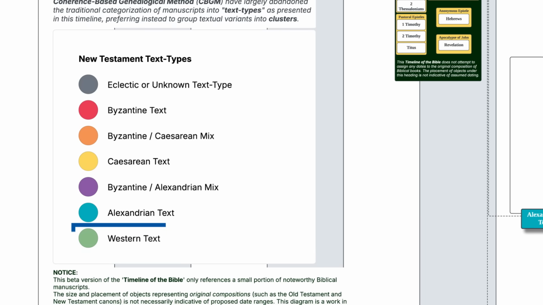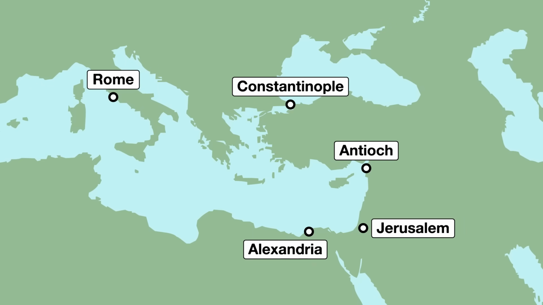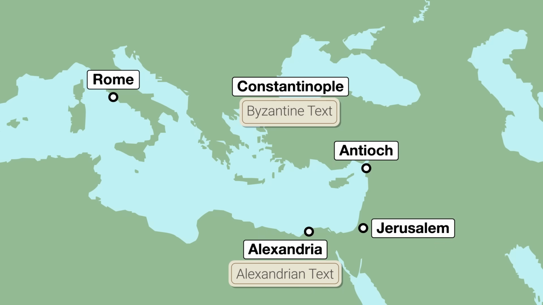Now, if you've watched any of my videos on Christian history, you might remember me mentioning the Pentarchy. These were the 5 cities in the Roman Empire that became major centers of early Christianity. Well, as you can probably guess, the Byzantine text is associated with Constantinople, the Alexandrian text with Alexandria, and the Western text with Rome. Basically, in each one of these locations, different scribes were at work, and therefore over time, as more and more copies of the New Testament were made, keep in mind this all would have been done by hand, some slight differences emerged.